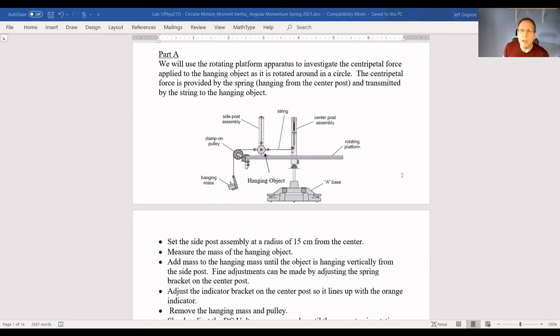Again, you have to watch the video to see how I did all this. Now this string is taken off, and the hanging object will swing up a little bit, but when you start it spinning, it'll go back down until it reaches the vertical position. We know that because there's a little orange indicator here that lines up with the bracket. So I know it's hanging exactly vertically. And what I'm measuring is what that omega is, what that angular speed is, such that this hangs vertically.